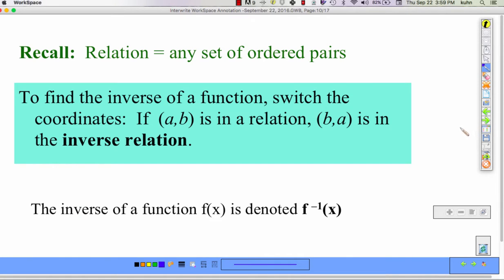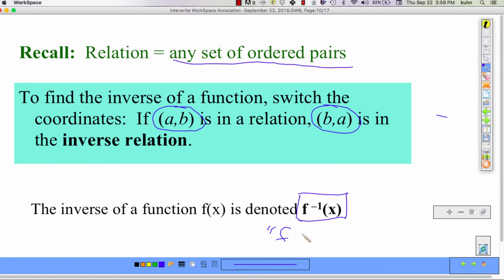So the first thing is, it came up at the end of 1.4, a relation is any set of ordered pairs. Now, if we want to find the inverse of a relation, all we do is take the ordered pairs and change the x's to the y's and the y's to the x's. It's that easy. The big thing here is we call an inverse, this f to the negative 1, read as f inverse of x.